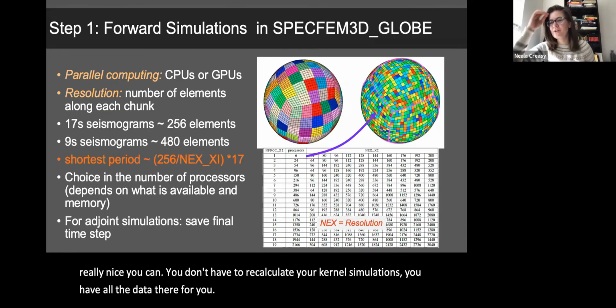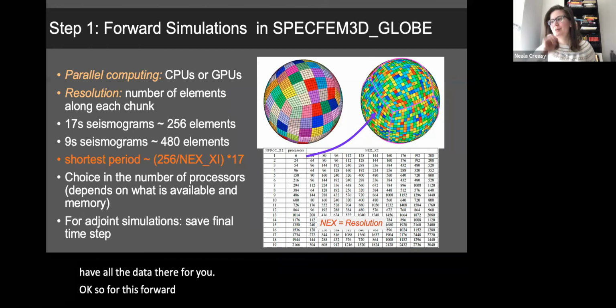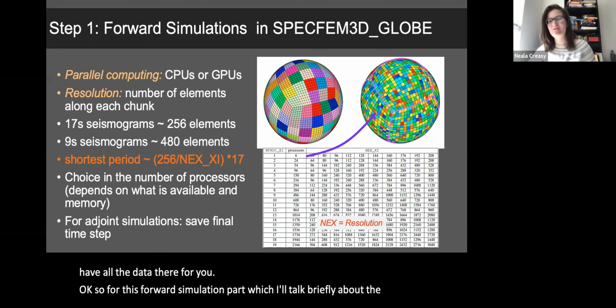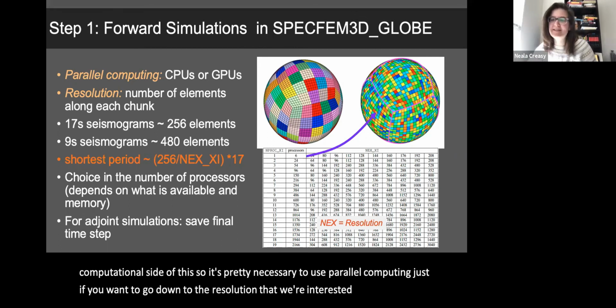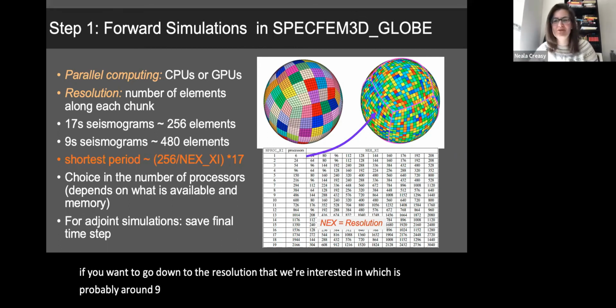Okay, so for this forward simulation part, I'll talk briefly about the computational side of this. It's pretty necessary to use parallel computing if you want to go down to the resolution that we're interested in, which is probably around 9 seconds. You have to use parallel computing, so CPUs or GPUs.